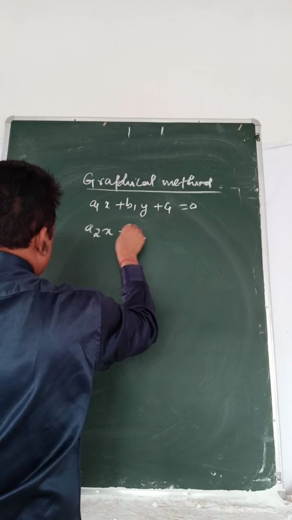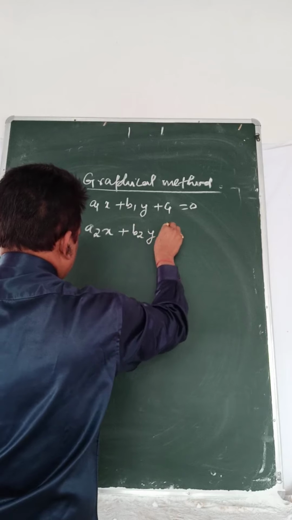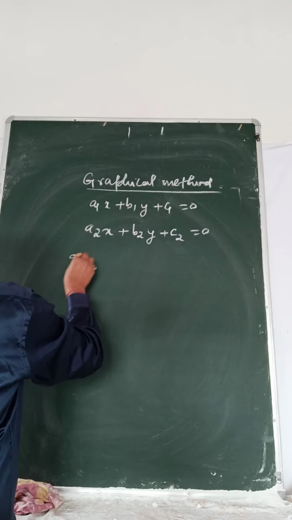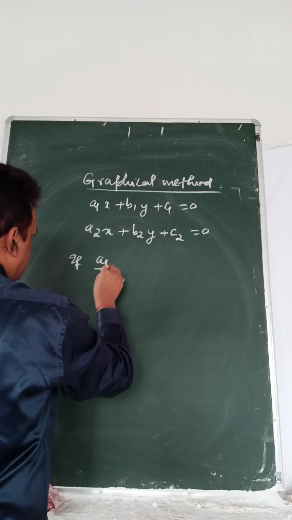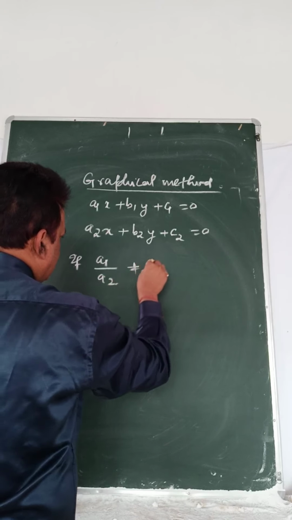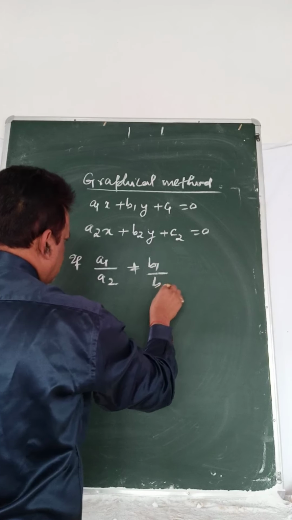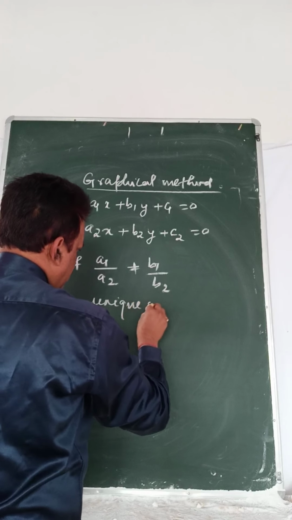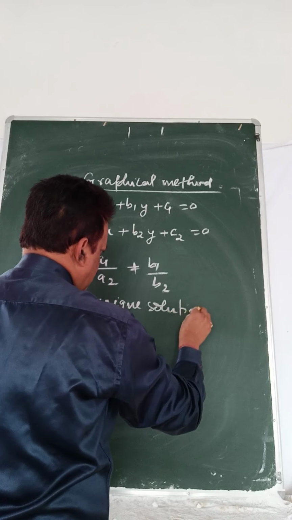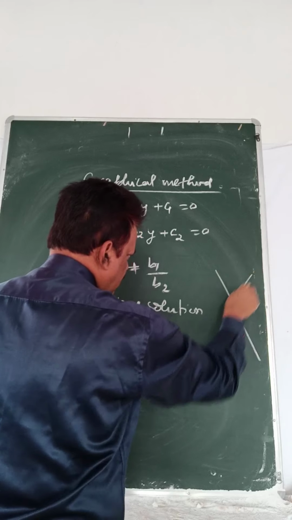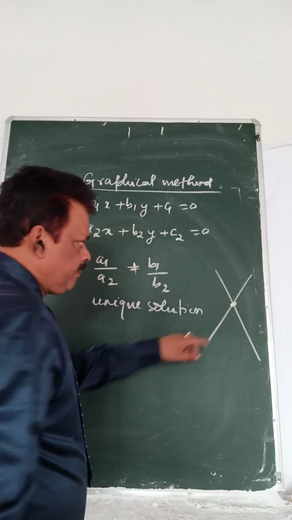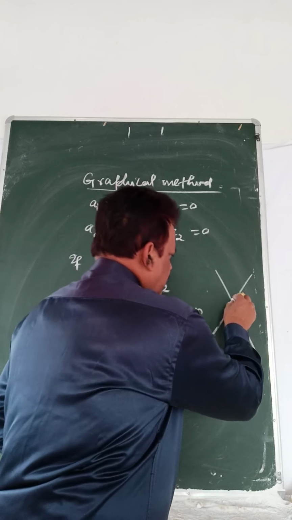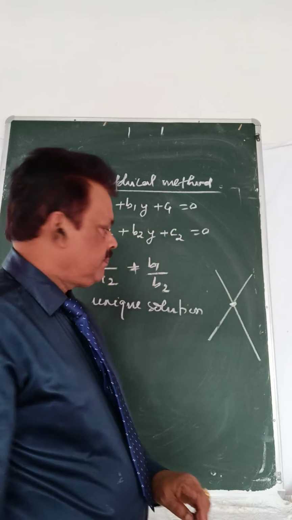a2x + b2y + c2 = 0. Okay, if a1 by a2 is not equal to b1 by b2, then there is a unique solution. The unique solution, so what is the graph? The graph lines will cross at a point, two lines will cross like this. So this common point will be the unique solution.